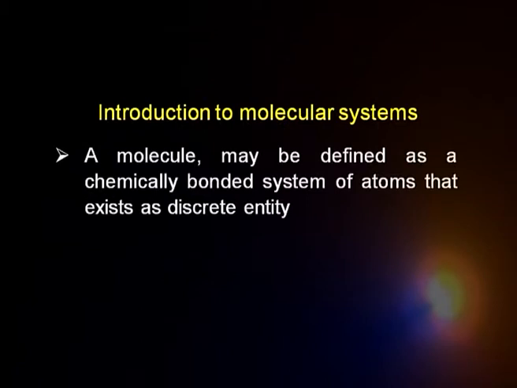Okay, now let's get formally into the session today. Let's see how we introduce the molecular systems we are referring to. Typically, a molecule may be defined as a chemically bonded system of atoms that exist as discrete entities. So two atoms come together, they form a molecule, two, three or any number, at least two are to be there. But the requirement is that the entity must be discrete on its own.